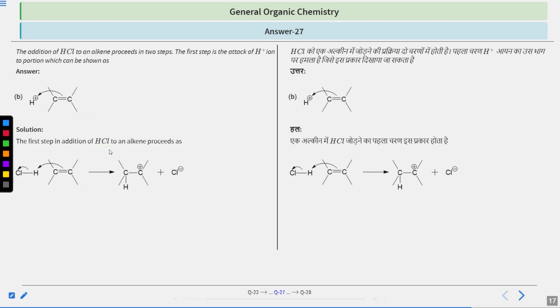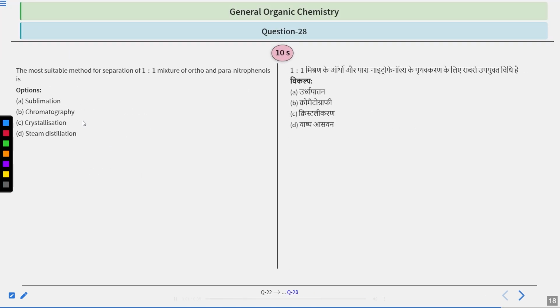Okay, now let's move on to the next question. Question number 28. The most suitable method for separation of a 1:1 mixture of ortho and para-nitrophenols is. Phenols, that means a benzene ring having an OH group attached to it. Nitrophenols means an NO2 group is also attached to the phenol. Right? Phenol means benzene and OH, and somewhere NO2 is also attached to the benzene ring.